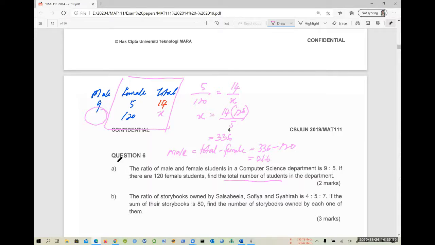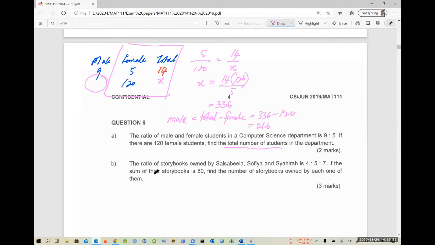All right. So that is for the 2 quantities. And then for the 3 quantities, you have this one. So you have the ratio of storybooks owned by Salsabila, Sophia, and Shahira, and then you have the total. The ratio given is 4, 5, 7.